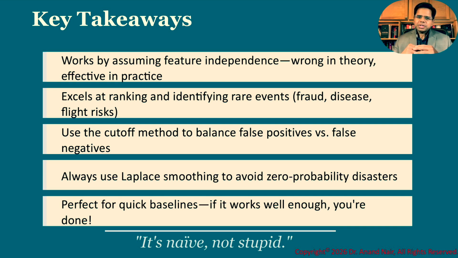5. Start with naive Bayes. It's fast, simple, and often good enough. If it works well enough for your use case, you're done. No need to spend weeks tuning a neural network. And remember, naive Bayes is naive, not stupid. Thomas Bayes inadvertently created something that powers billions of decisions every day, from your spam filter to medical diagnosis systems.